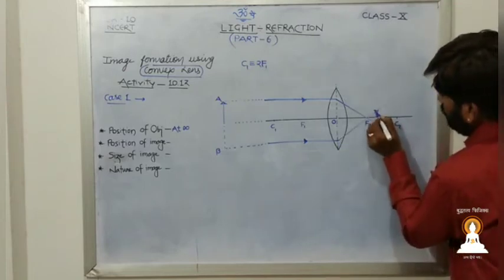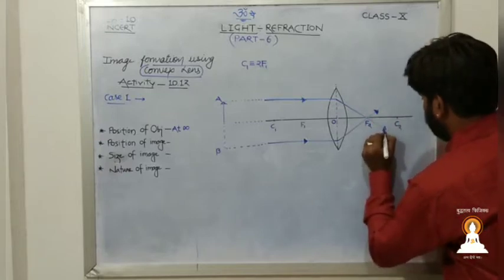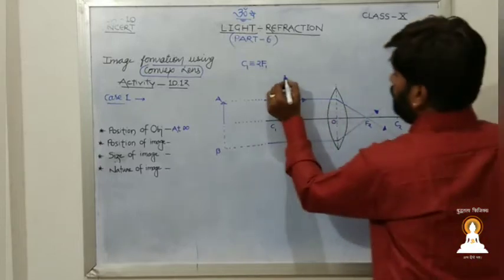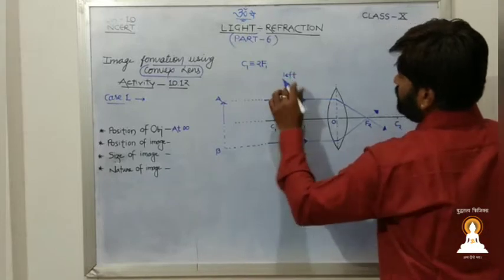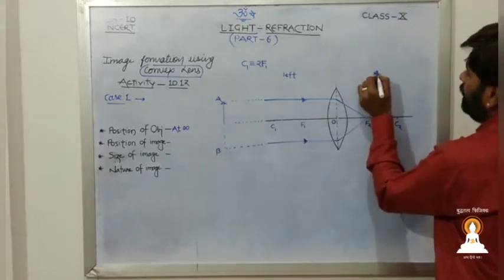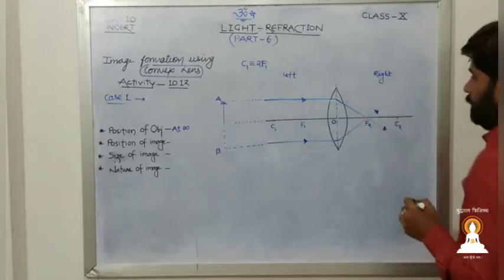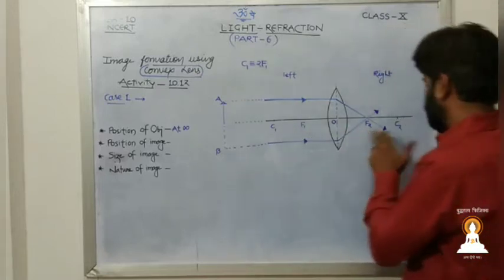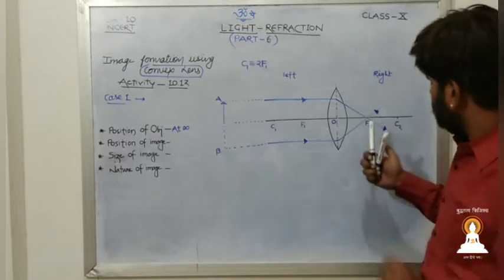This is one side, that is the right side. As we have already done, this is going to be the left side, in which we will always put our object. This is going to be the right side. Remember. So this will be C1, F1, F2, C2.